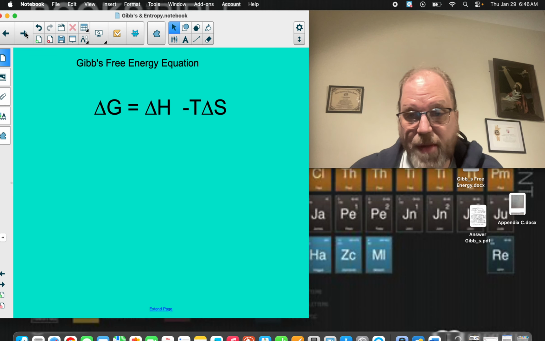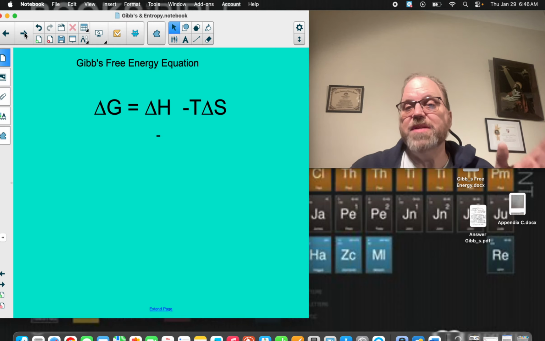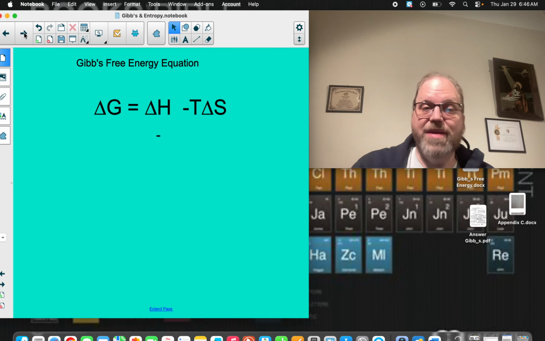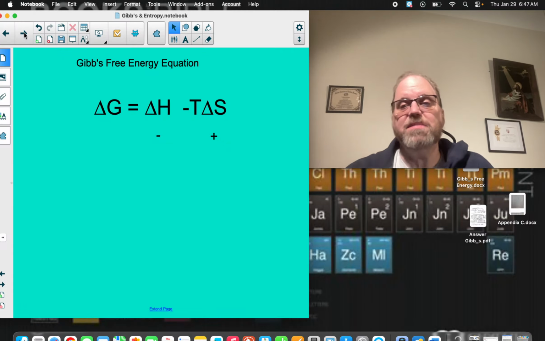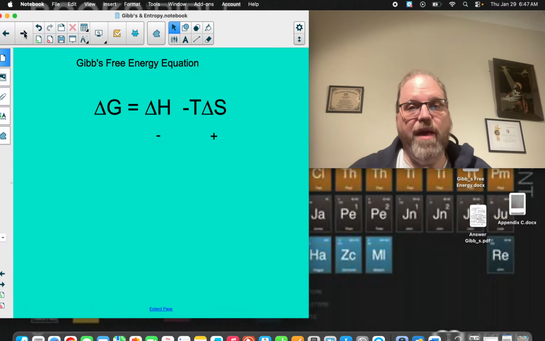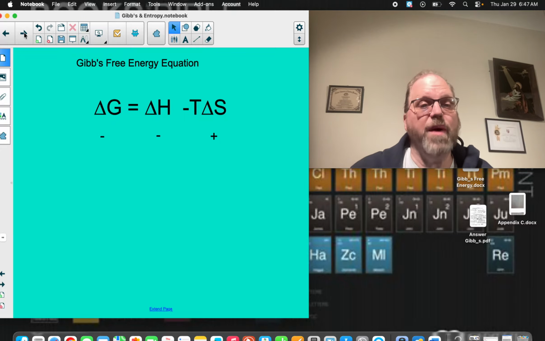Delta G is equal to delta H minus T delta S. Now, remember, if delta H is negative, it's exothermic. If delta S is positive, and a positive delta S means it's going to an increased disorder state, then if we have decreased order and it's exothermic, the reaction is always spontaneous.